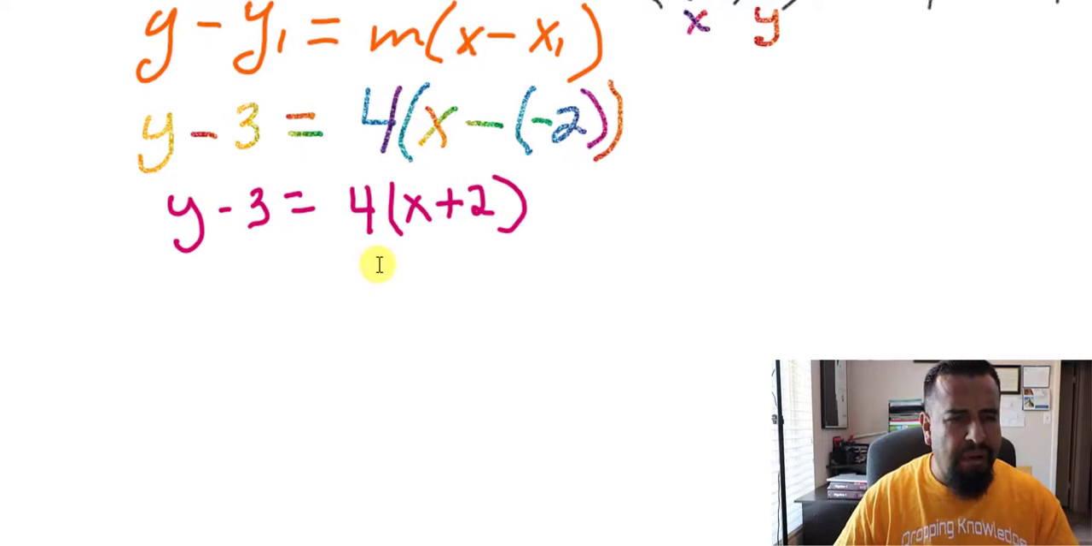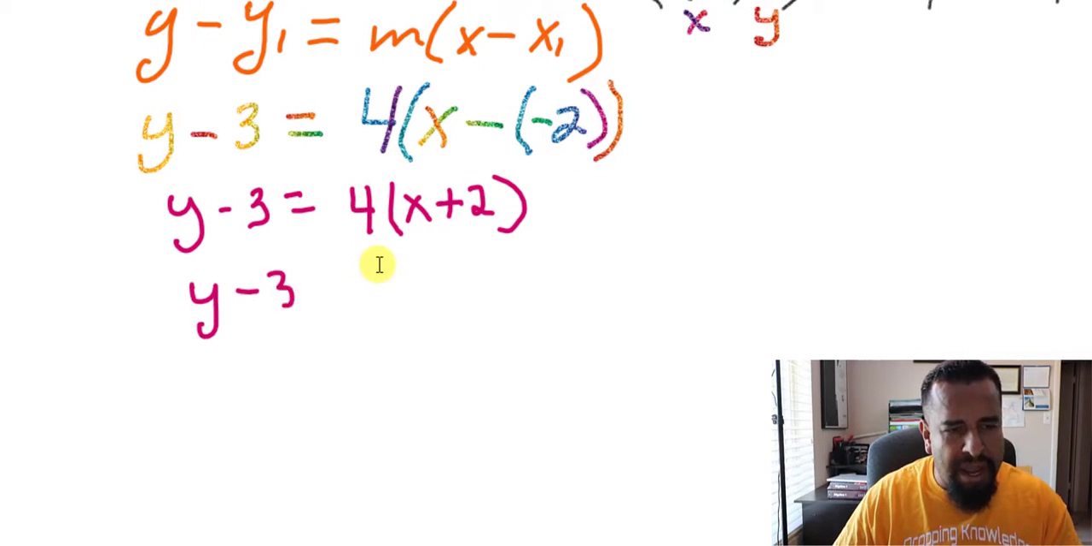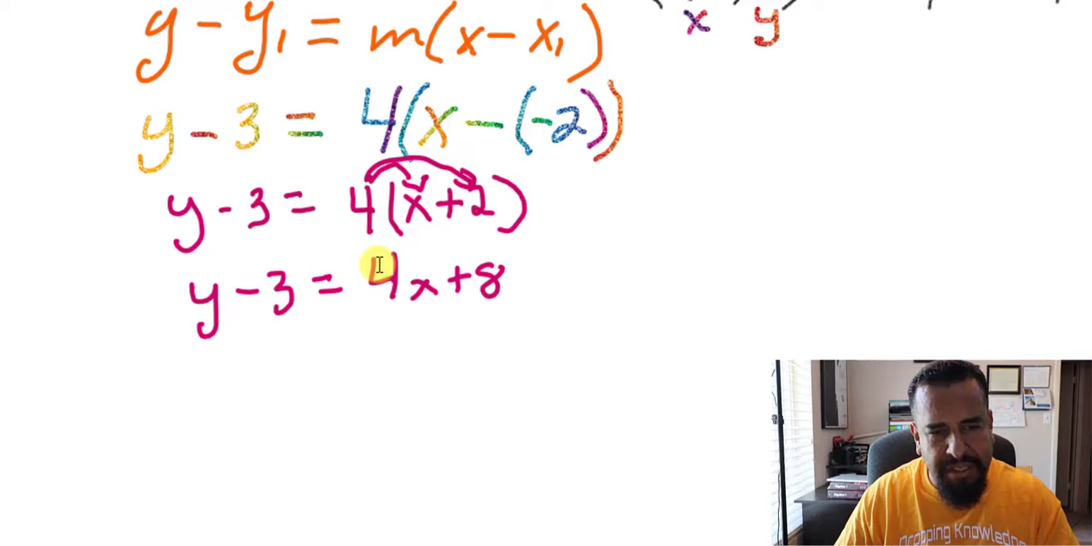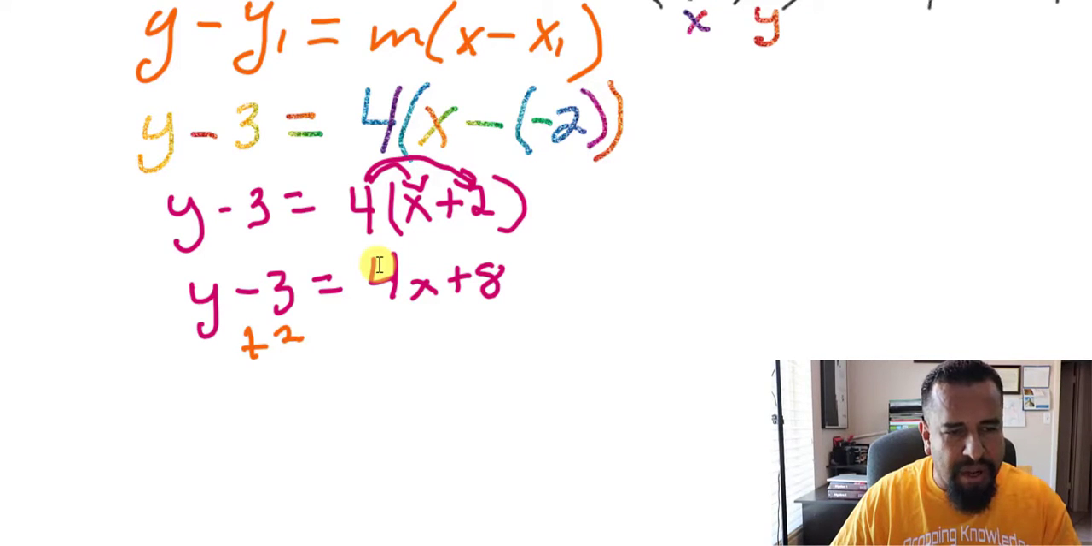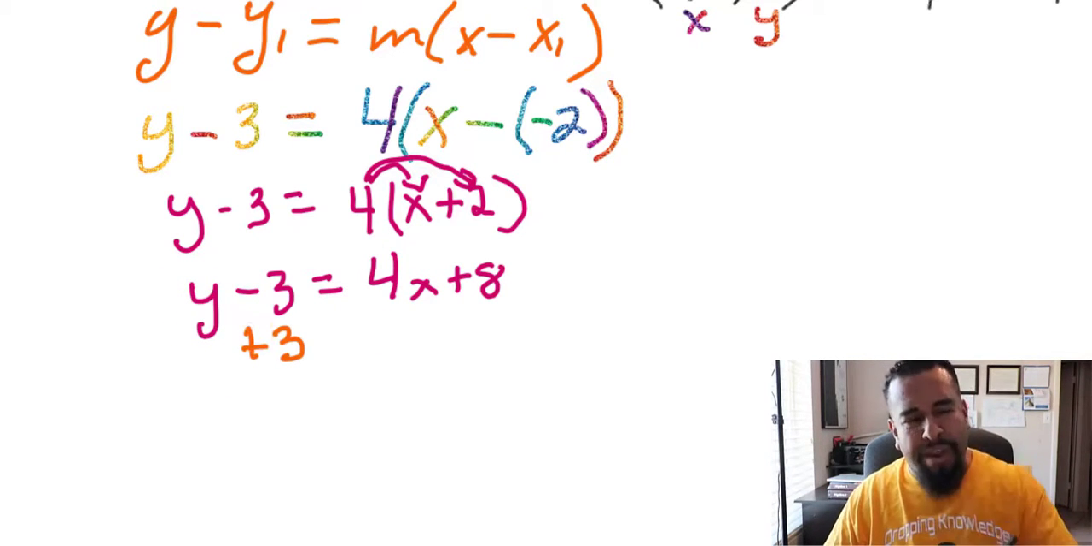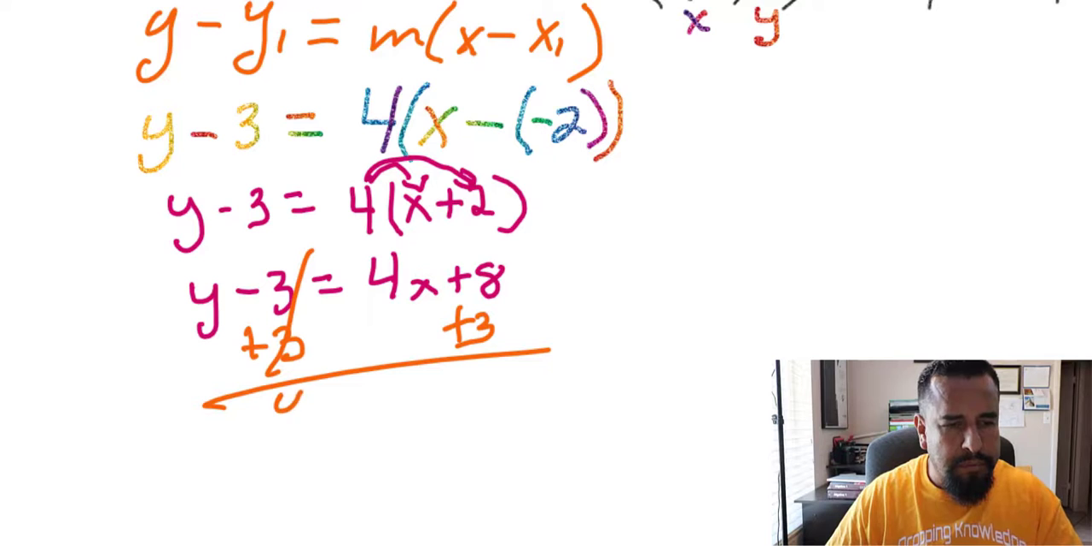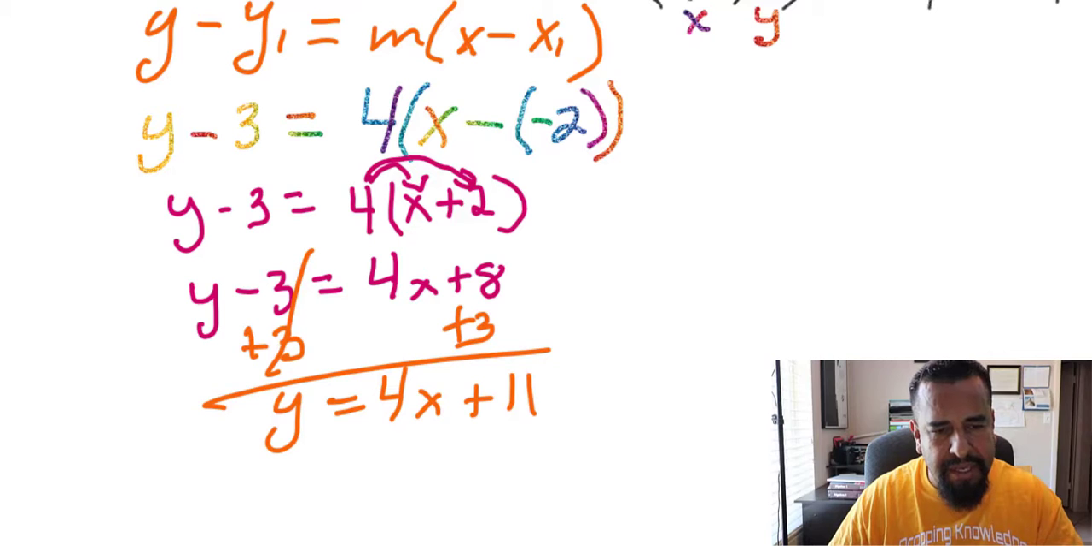So now let's go ahead and begin to solve. We have y minus 3 equals, and remember to always use the distributive property here in this case. So I'm going to multiply the 4 times both of these, and I get 4x plus 8. Now, to begin solving, I want y to be by itself, so I'm going to get everything away from y. So I'm going to add 3 to both sides. So right here, I have y equals 4x plus 11.